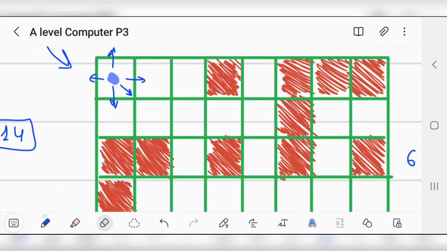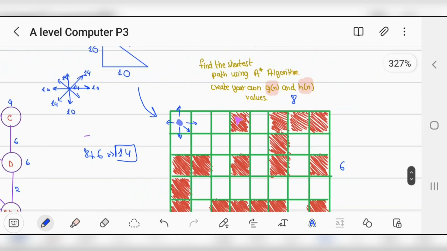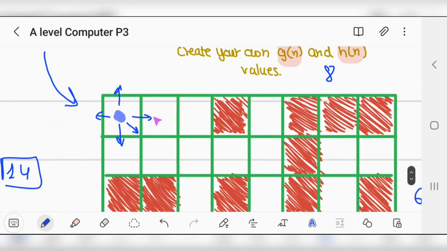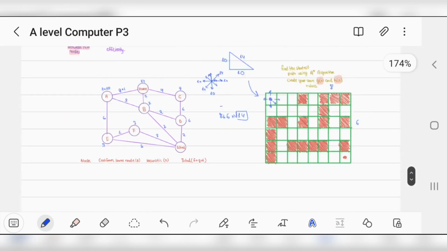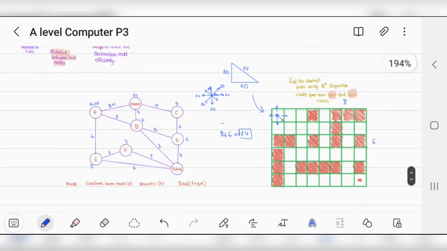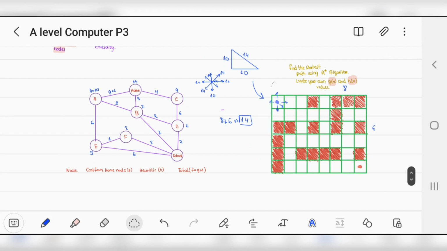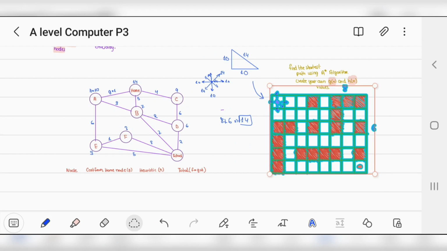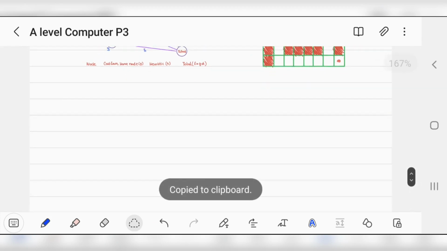Supposing I need to go from here. If I go from here, the cost would be 10, and I also need to see the distance. The heuristic value would be 13, because you're shifting right, so you're decreasing the distance from the destination point. So I need to have different values. Let me just copy it down to make it easier for you to understand what I'm actually doing. It's very easy, we just need to understand the concept, that's all.